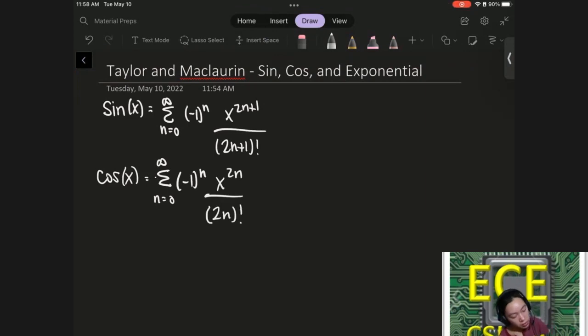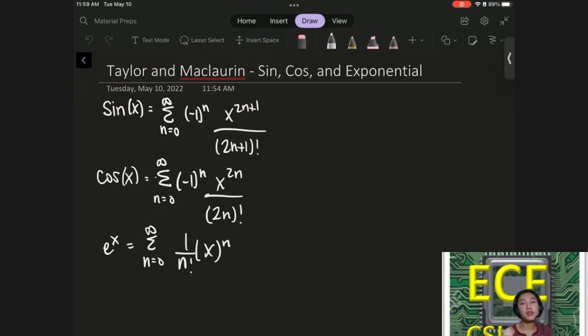And for exponential, it's e to the x equals the summation n equals 0 to infinity of 1 over n factorial times x to the nth power. Okay, so you have these formulas.